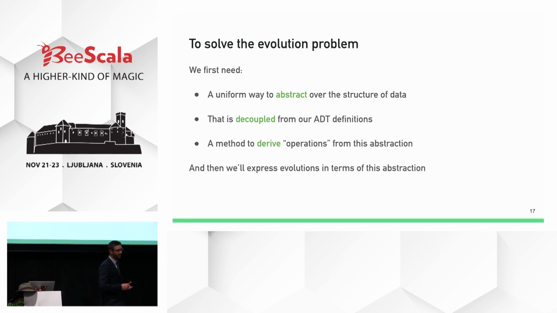The solution we are looking for will need to build upon an abstraction over the structure of data, because that's what we want to track the change of. And the very important part is that this abstraction must be decoupled from our ADTs, so that we can evolve the ADTs and the abstraction differently. And of course, we still don't want to write all this code manually, so from this new abstraction, we need to be able to derive operations, or type classes, if you prefer. And then, once we have this abstraction, we will be able to solve the evolution problem on that abstraction.